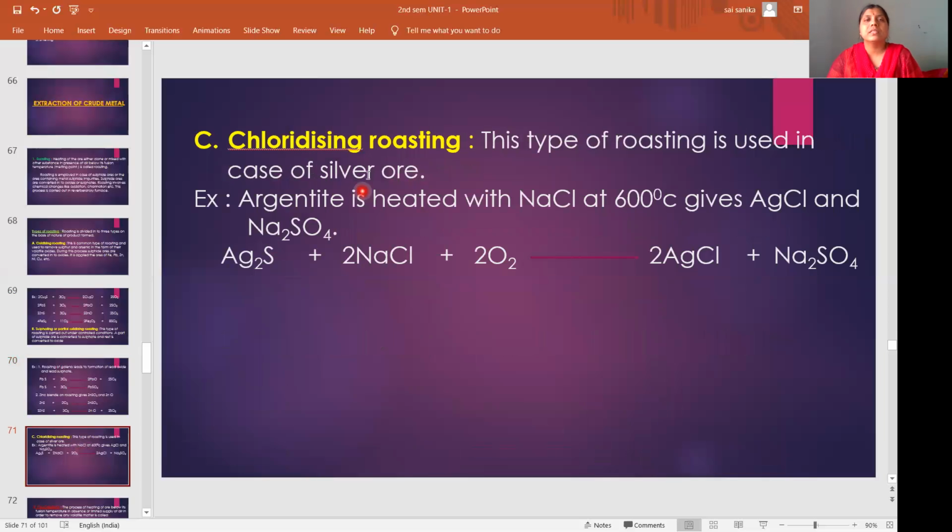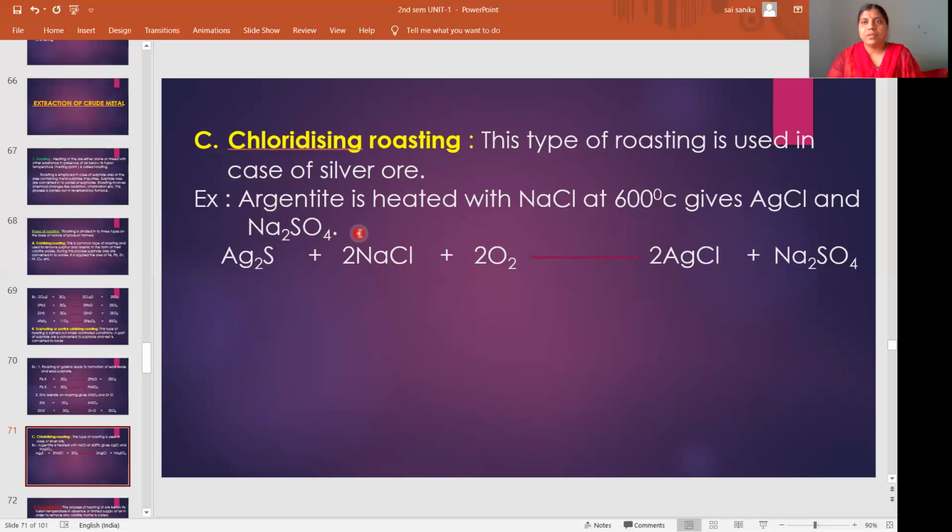Okay. And the third one is chloridizing roasting. This type of roasting is used in the case of silver ore. So where will we use this type of roasting? In the case of silver ore. Argentite is heated with NaCl at 600 degrees centigrade to give AgCl and Na2SO4.